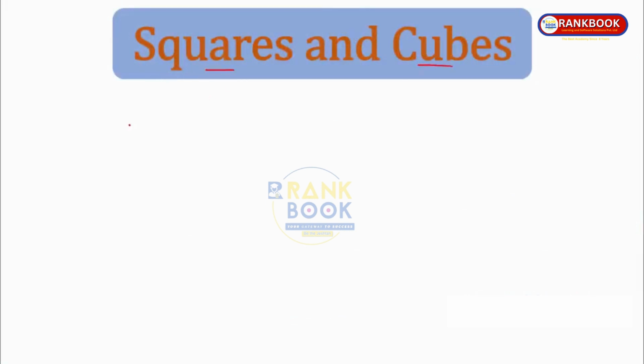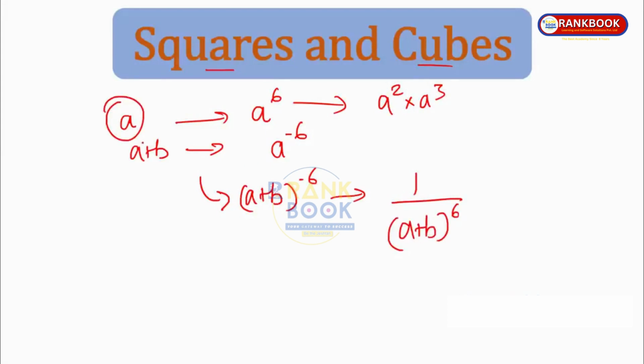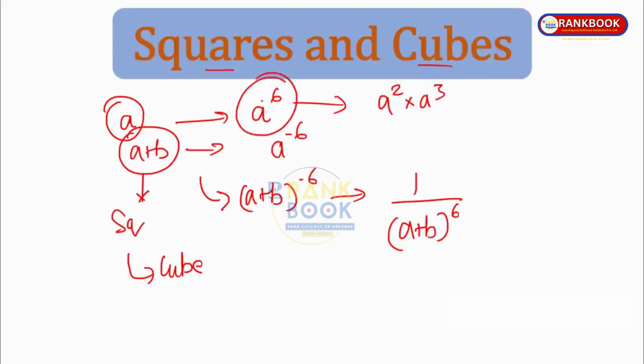Again over here they might give you a value of say a, or a plus b, and they might ask you to find the value of a raised to 6 or a raised to minus 6 or a plus b raised to minus 6. So these are again the techniques which we can use. a raised to 6 is nothing but a square into a cube. a plus b raised to minus 6 is 1 upon a plus b the whole raised to 6. So whatever value you get for a or a minus b, you can take the square first, then you can take the cube. These combinations could be tried to achieve the desired result.